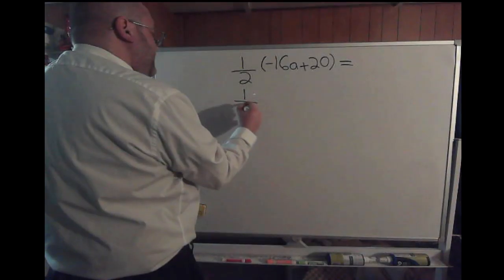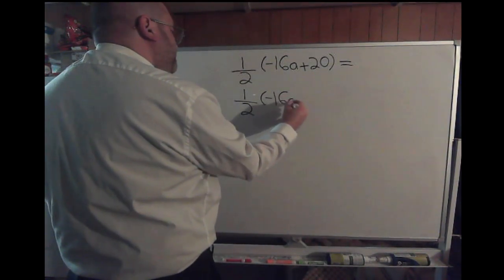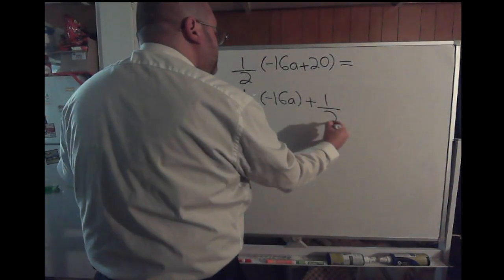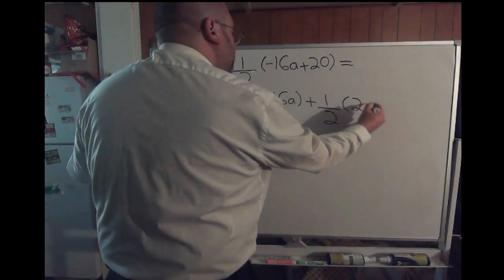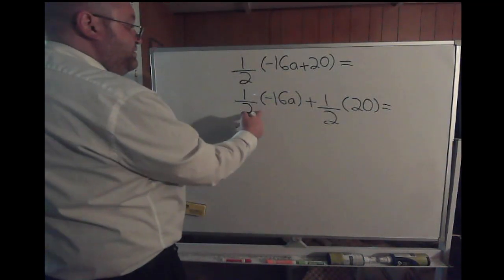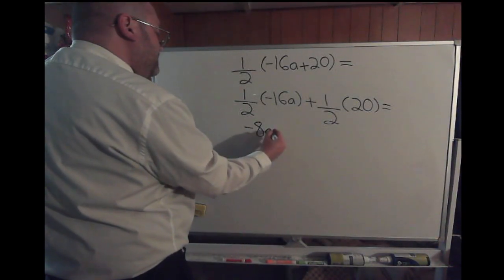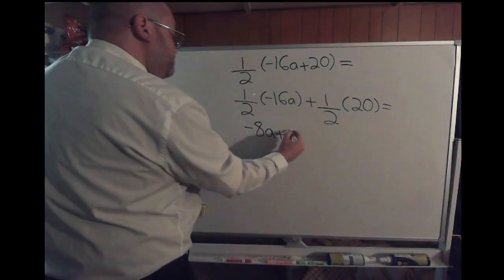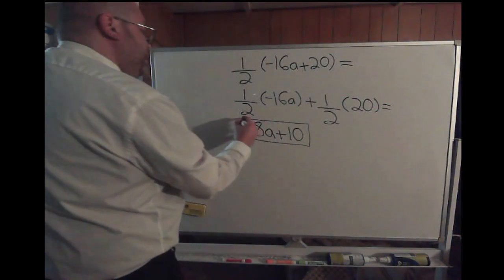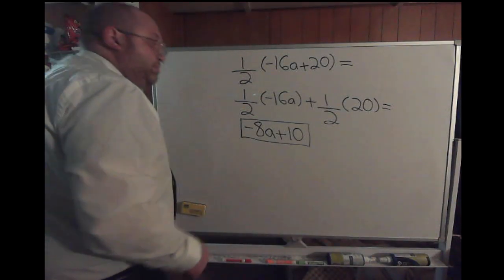We're going to take 1/2 times that negative 16a plus 1/2 times that 20 if we're using the distributive property. So then half of negative 16, that's negative 8. You'll have negative 8a plus half of 20, which would be 10. So the answer you should get is negative 8a plus 10. And that's how you get the answer in its simplest form.